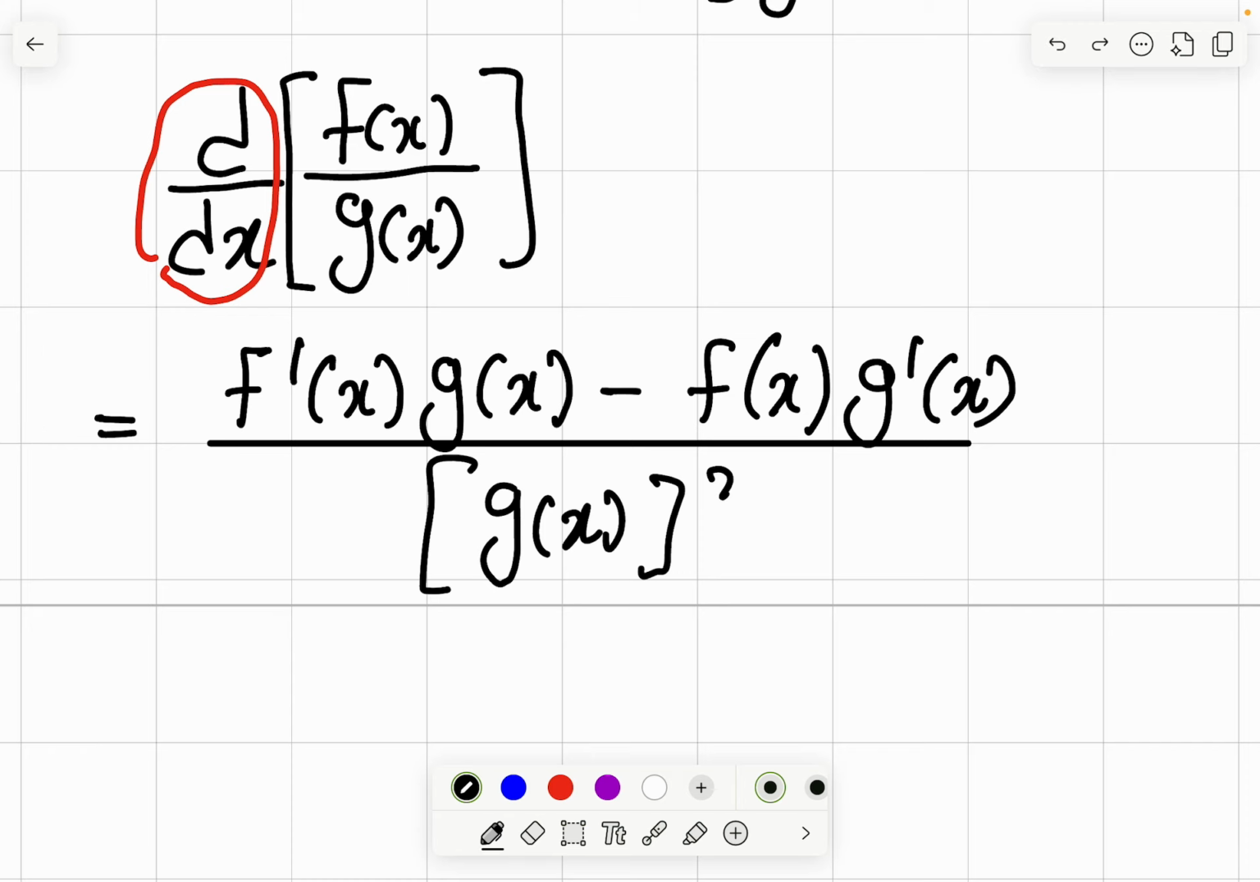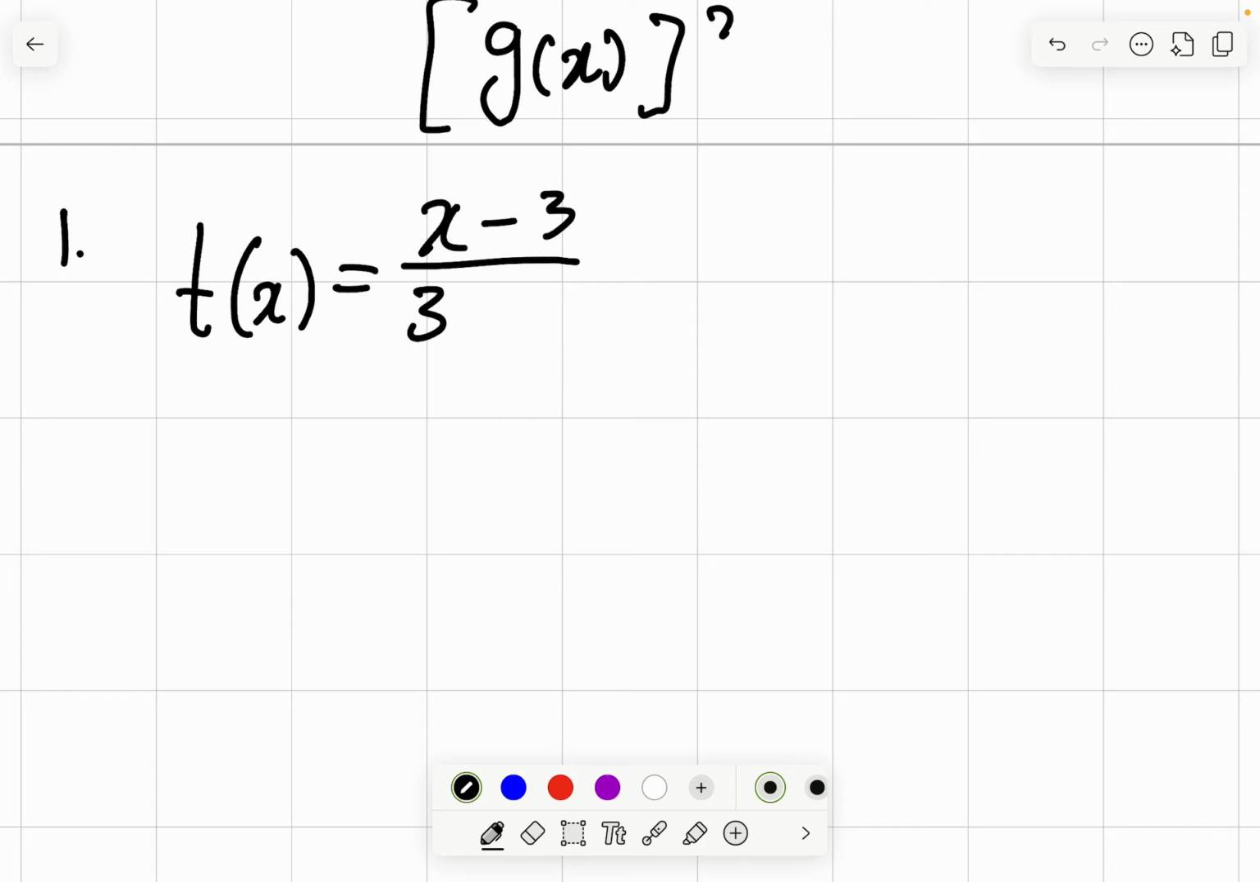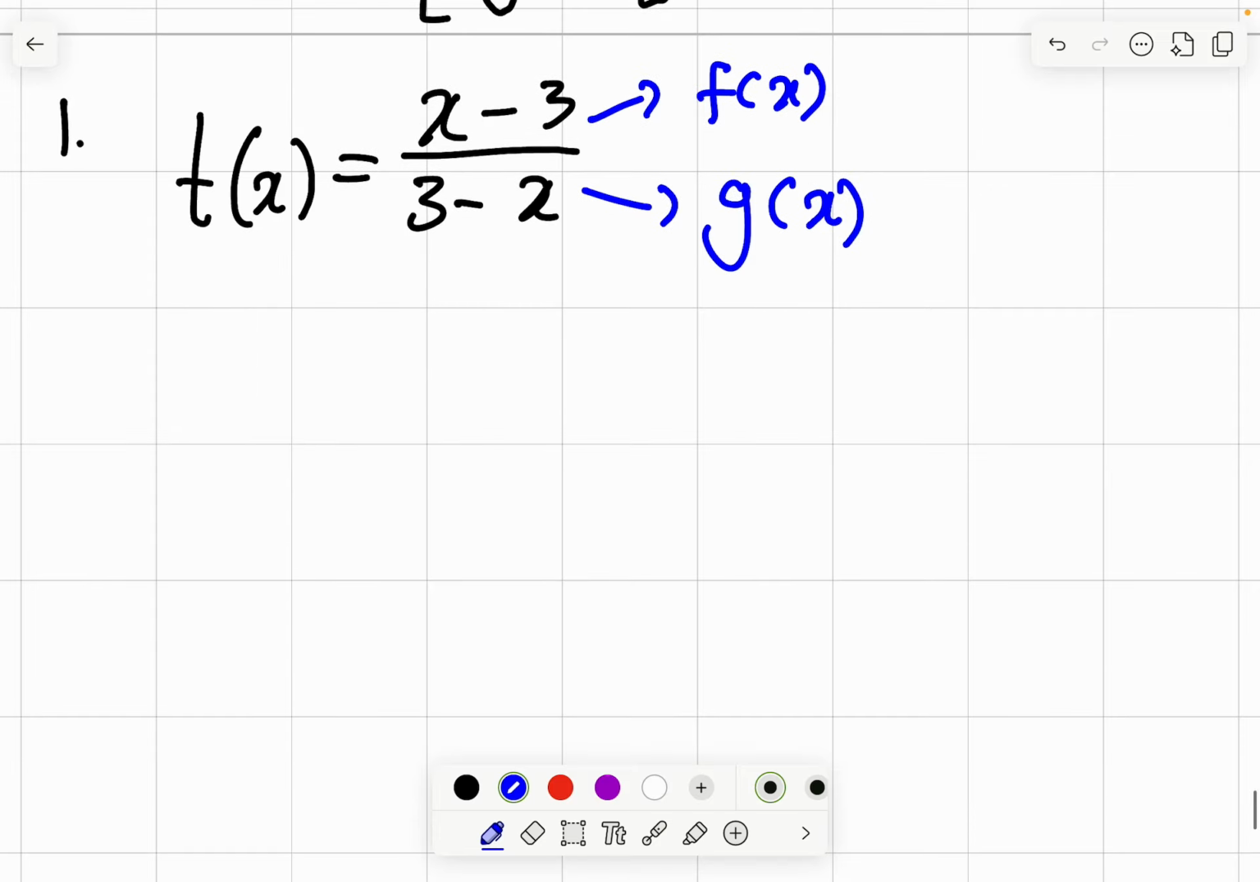Understand? So let's do a quick example where they say we must differentiate using quotient rule. We have a function t of x. They are saying t of x equals x minus 3 divided by 3 minus x. You have two functions. The first one is f of x. For the bottom one, you can choose any letters you want, g of x.